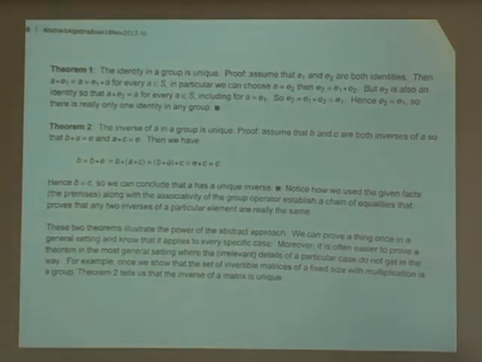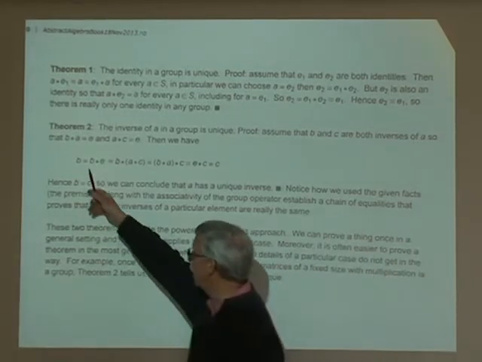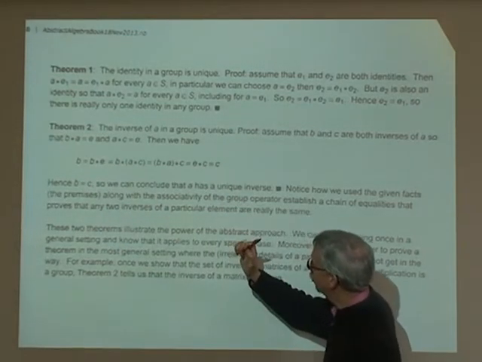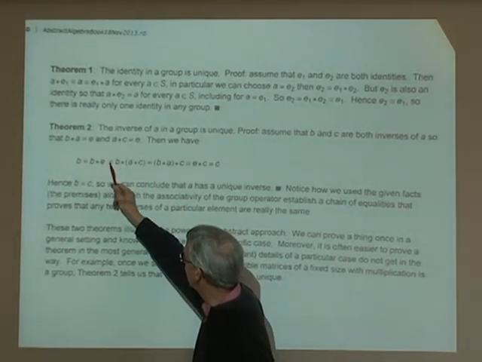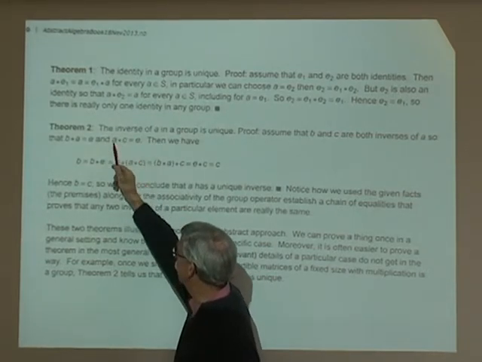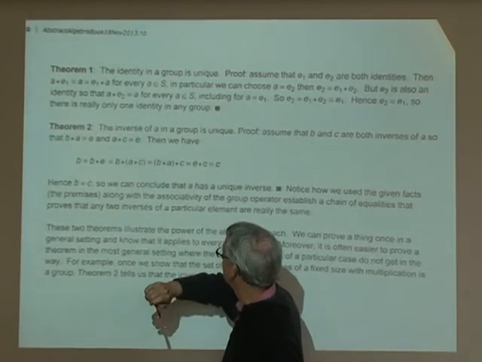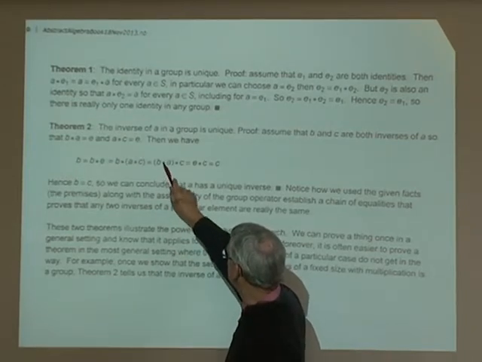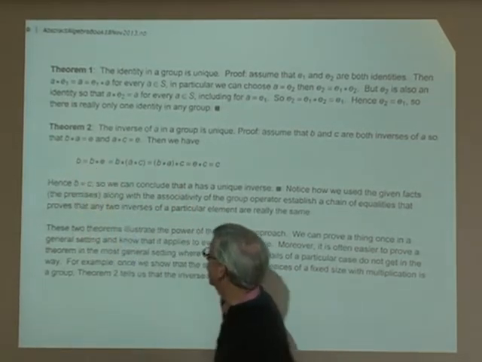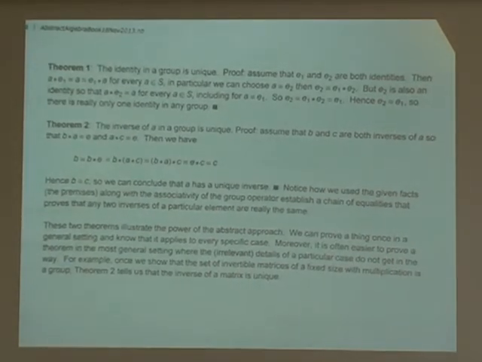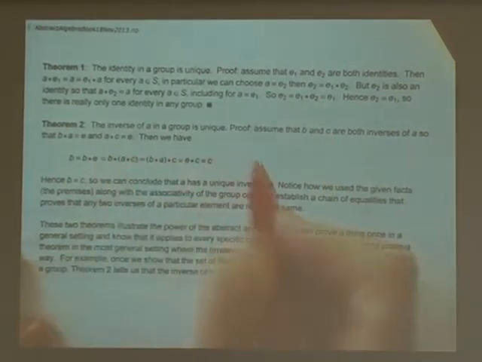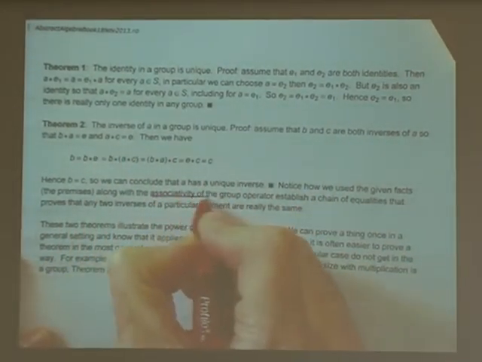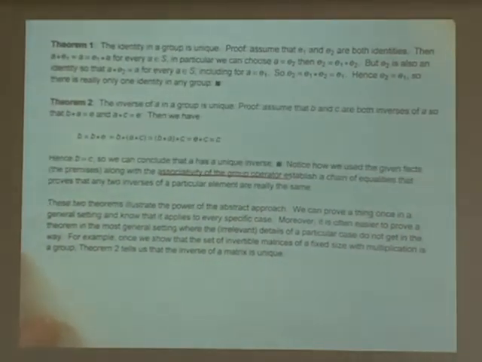This is a very common way of proving things. If I want to show that B and C are the same thing, I start out with B and turn it into C. And notice I made the substitution at just the right point. Here, I turn E into AC because if they're inverses, that's true. And here I turn BA into the identity because I have that equality, my substitution. Notice we use the facts about the problem along with the associativity of the group operator to establish the chains.